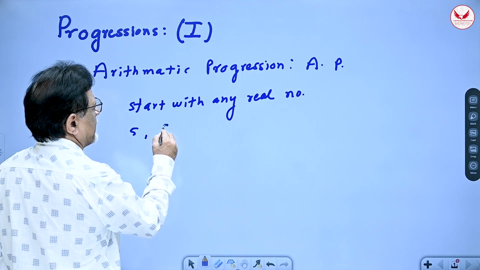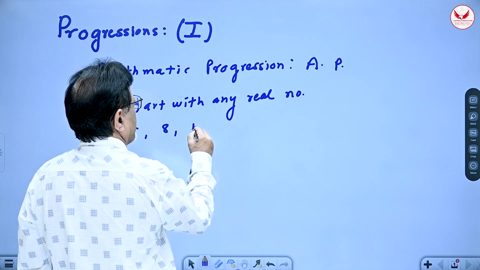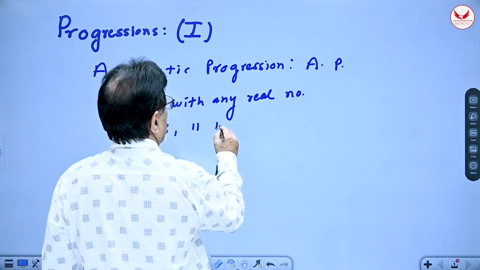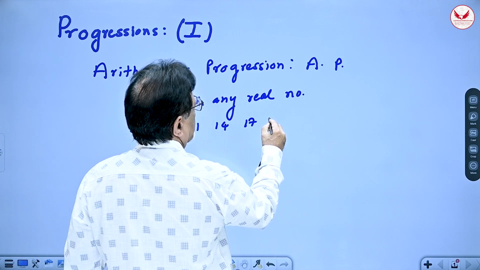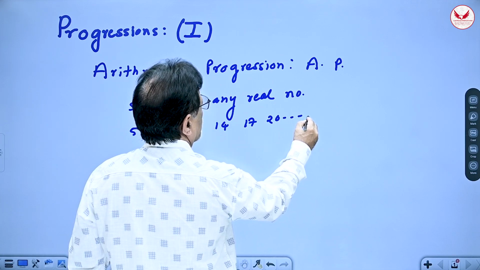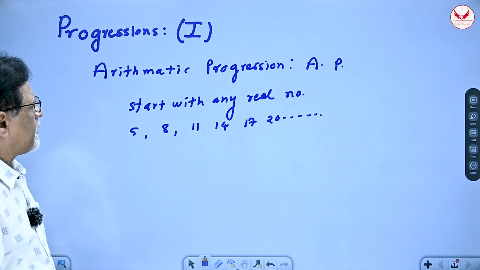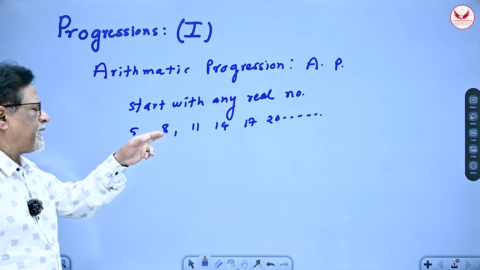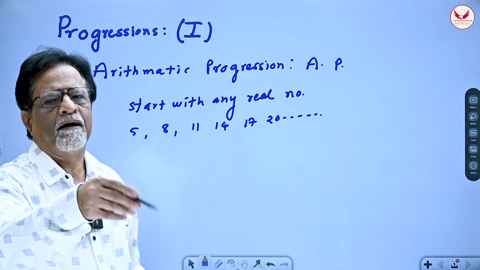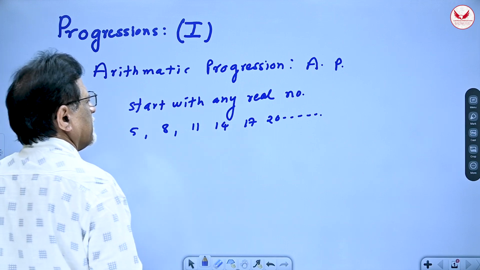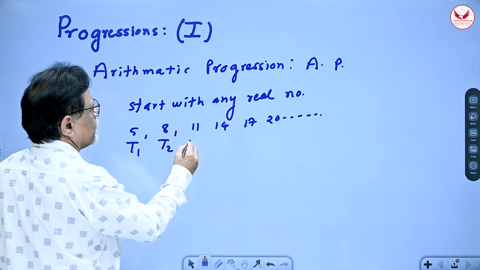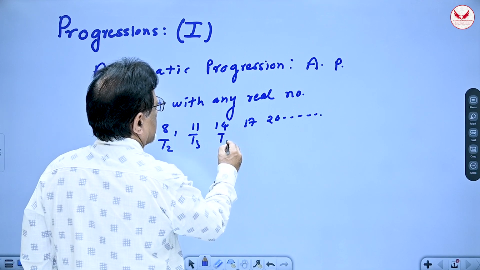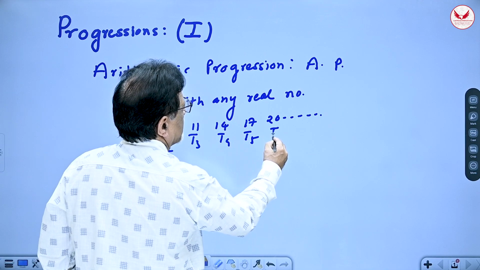So 5 plus 3 will be 8. 8 plus 3 will be 11. 11 plus 3 will be 14. 14 plus 3 will be 17. 17 plus 3 will be 20. So this goes on. So I started with 5 and kept on adding the same number again and again, and kept on getting the next term. So this will be T1, this will be T2, this will be T3, T4, T5, T6.